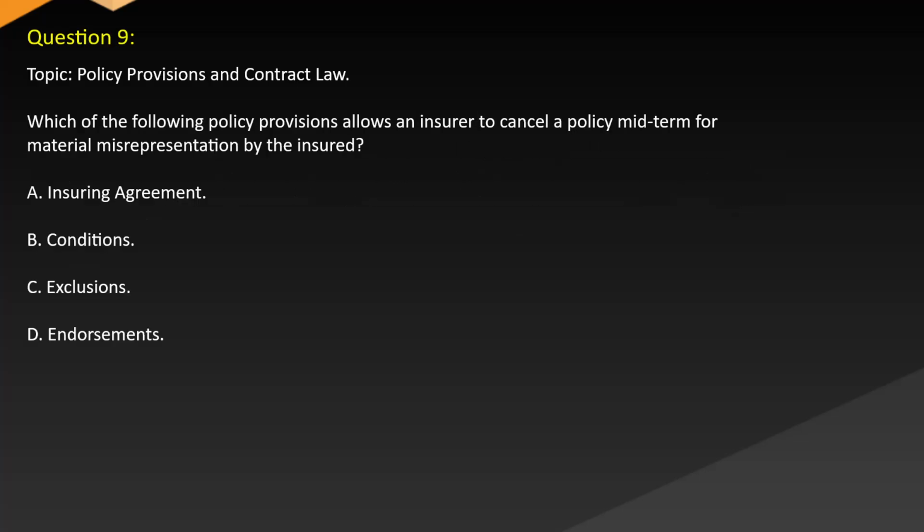Question 9 topic, policy provisions and contract law. Which of the following policy provisions allows an insurer to cancel a policy midterm for material misrepresentation by the insured? A. Insuring agreement. B. Conditions. C. Exclusions. D. Endorsements.